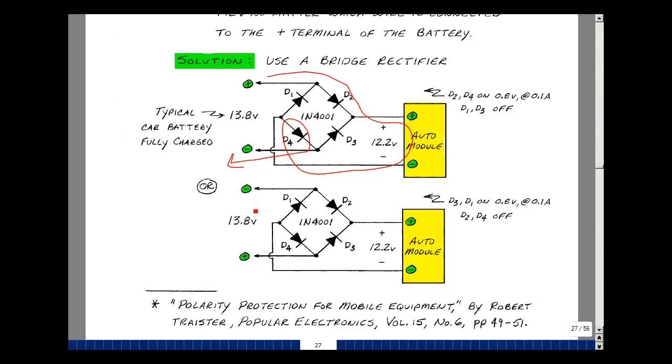Suppose that the customer hooked this up backwards and put the plus terminal here and the minus terminal here. Current's going to flow into our module this way, come back out this way. But again, we're going to have a voltage across here. It's going to be 13.8 volts minus 2 diode drops, or 12.2 volts. And this is supplemental problem 2.13.